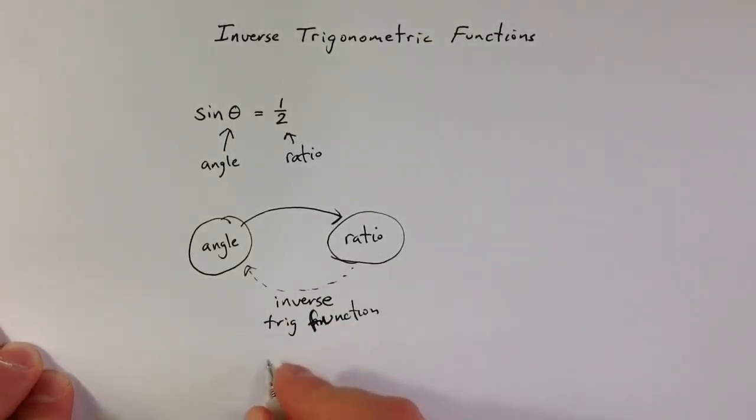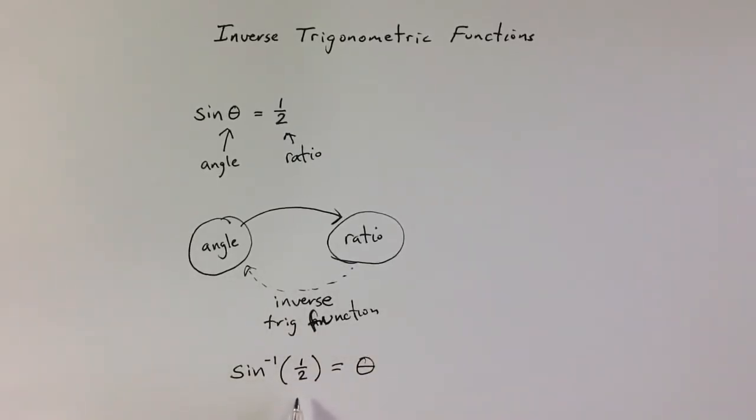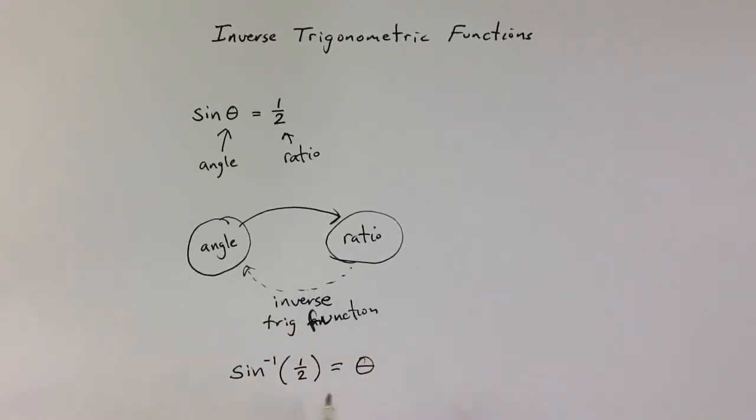So, for example, the notation for this, sine inverse, would be written with sine, S-I-N, and then a little -1 as a superscript next to that. And so, for example, sine inverse of 1/2 is going to correspond to an angle that has 1/2 as its sine ratio. And so this is going to take the ratio and turn it into the angle.